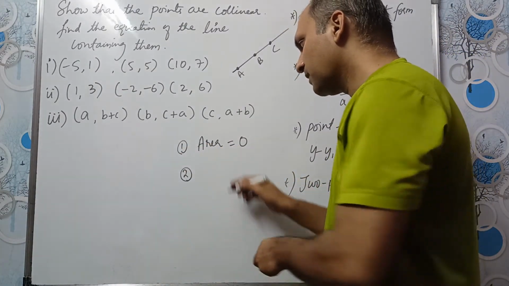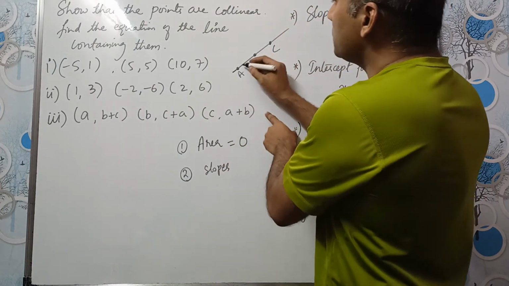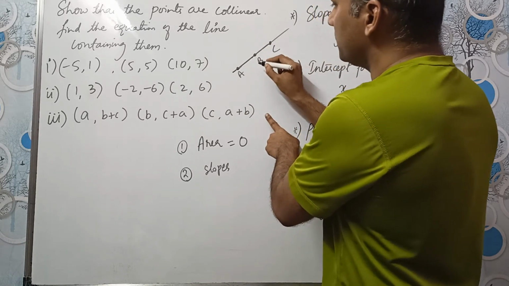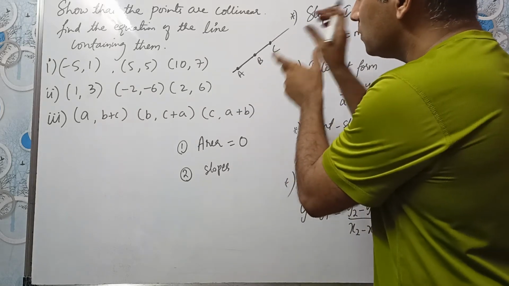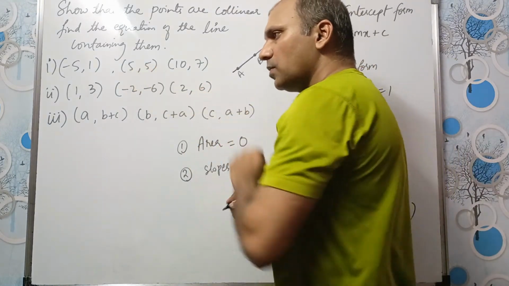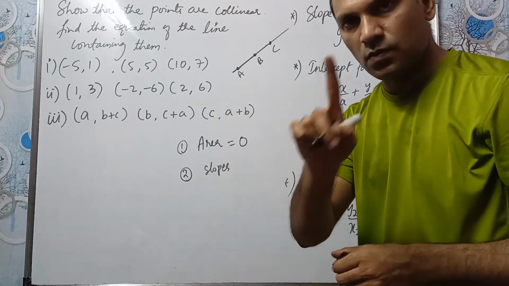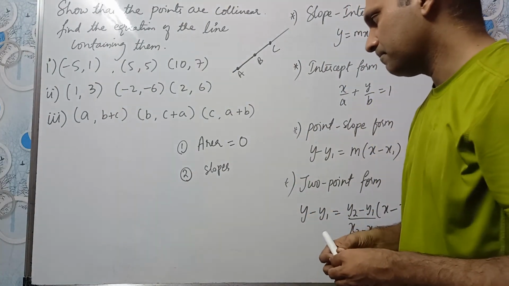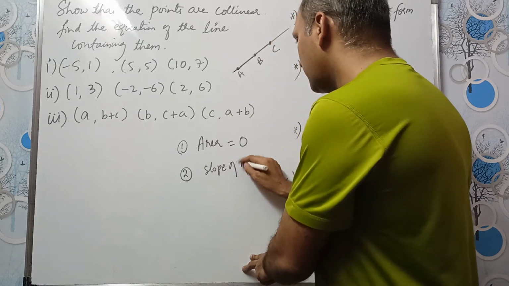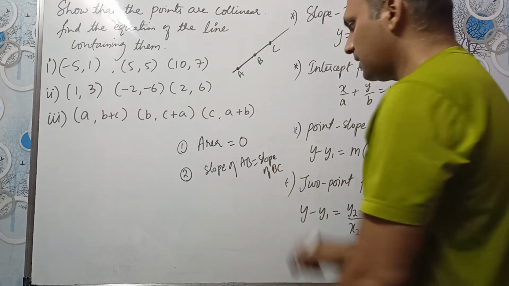The next one is using slopes. What we do is we'll find the slope of AB and we'll find the slope of BC. If the slope of AB and the slope of BC are equal, we say the 3 points are collinear to each other. This concept we have studied in the straight lines part 1 video. So we can say slope of AB is equal to slope of BC, like this.